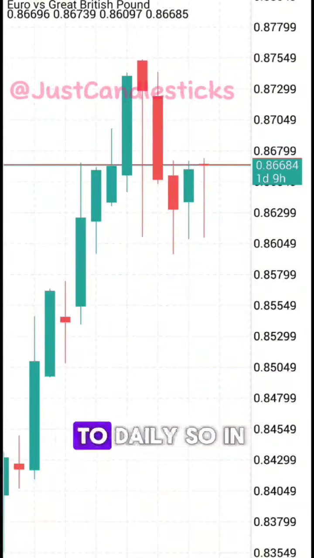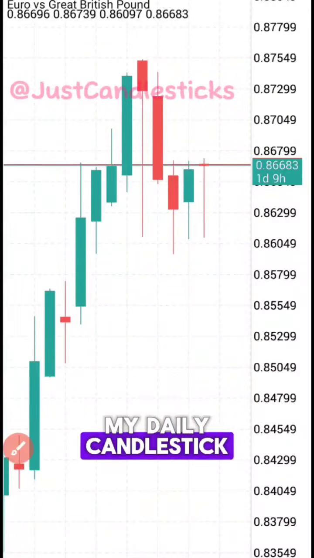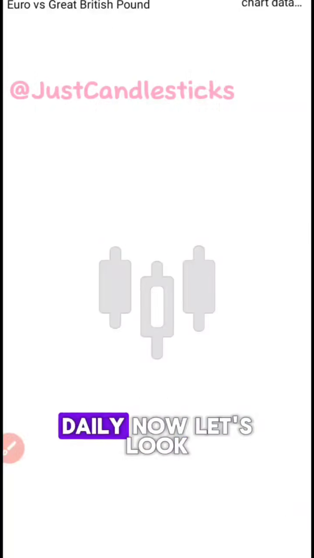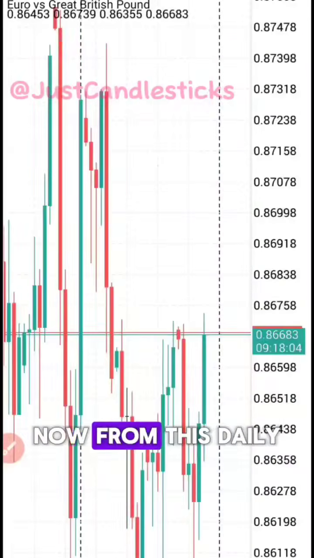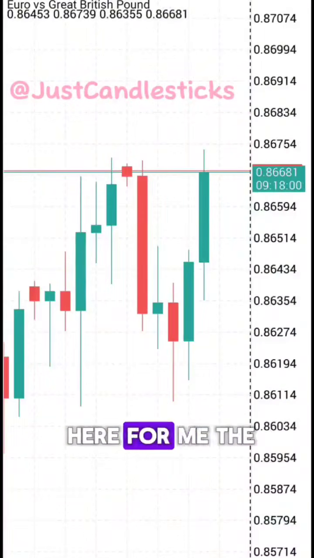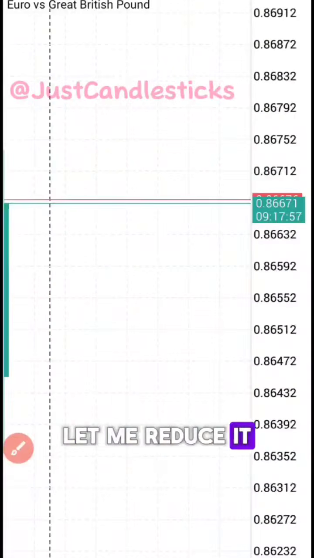So now let's go to daily. So in my daily candlestick, I'm actually trading weekly, but I'm going to daily. Now let's look at daily. Now from this daily candlestick right now, I have seen something here. For me, the market came down. Let me reduce it a little bit.